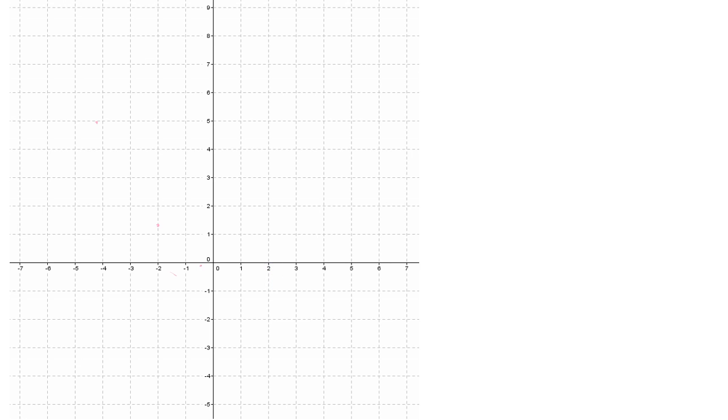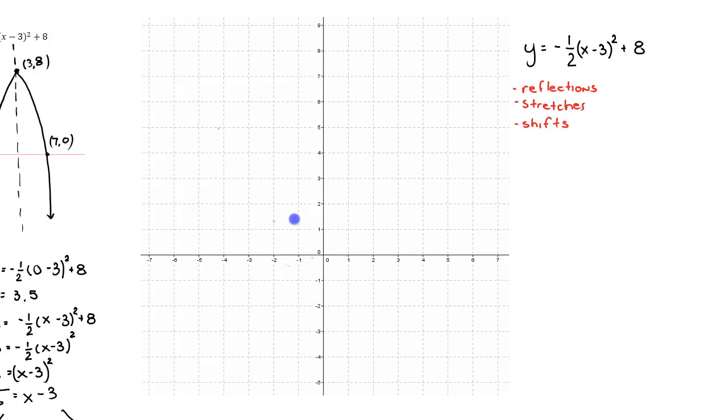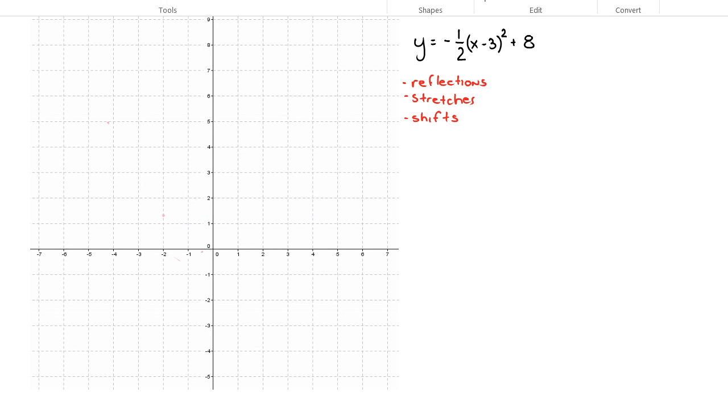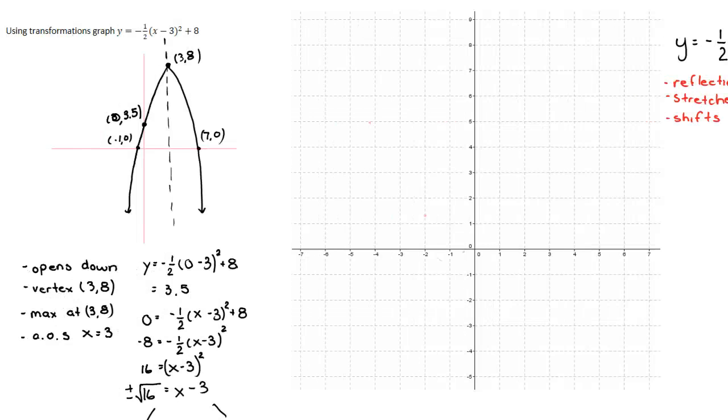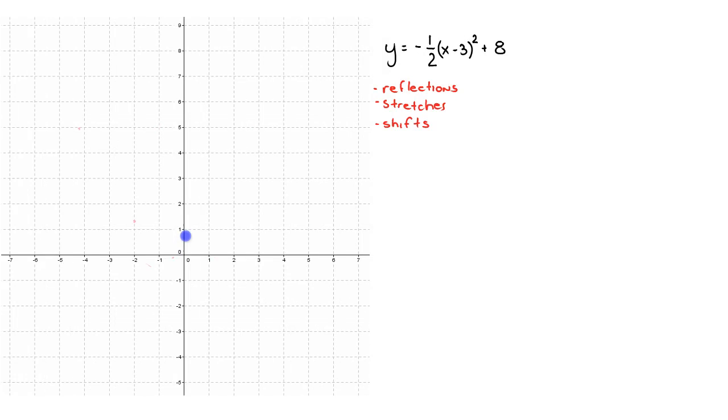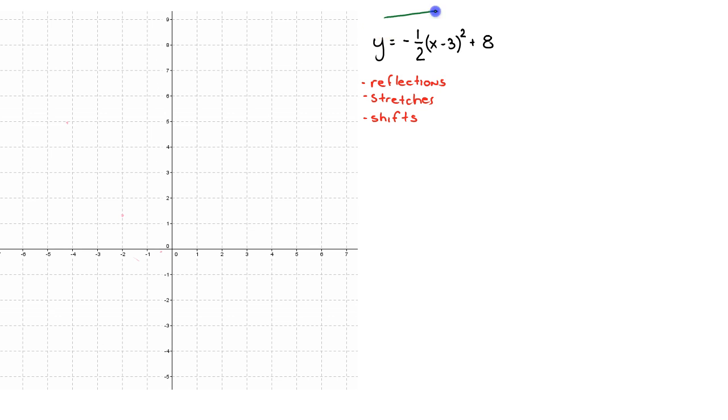So let's come over here. So the first thing I'm going to do is I'm going to state my transformations. There are three types of transformations we need to be aware of. We need to be aware of reflections, we need to be aware of stretches, and we need to be aware of shifts. Shifts sometimes called translations. So I'm going to read this example, there we go, from left to right.